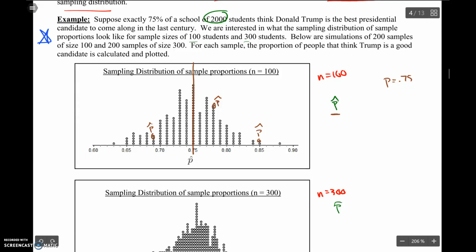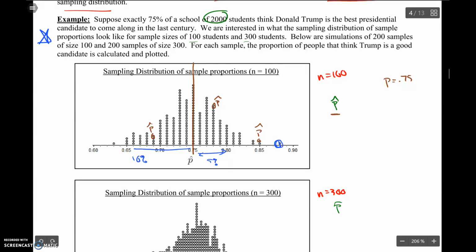But notice how spread out it is. It's pretty likely that we would be 5 percentage points off. Or not really even that unlikely to be even 10 percentage points off. Or in this extreme case right here, it looks like we're actually like 18 percentage points off, but that's pretty rare.